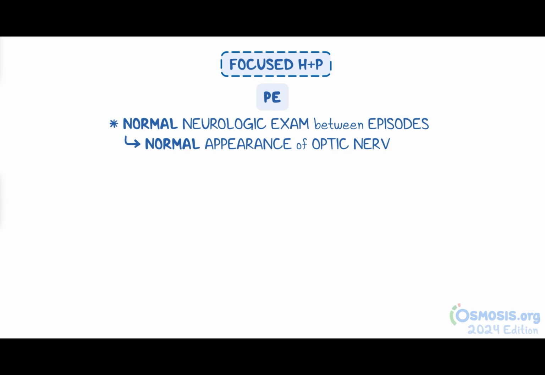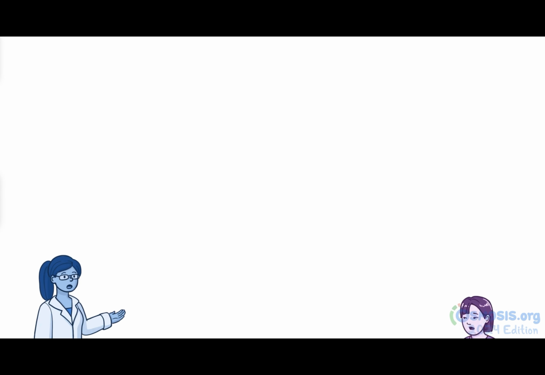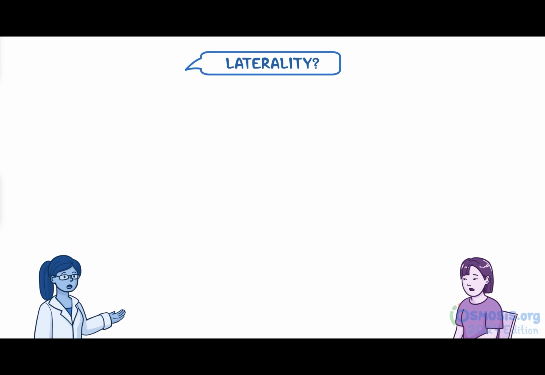Finally, the physical exam reveals a normal neurologic exam in between episodes of headache, with normal appearance of the optic nerves on the fundoscopic exam. With these findings, diagnose a primary headache. The next step is to ask your patient about the laterality of their headaches.